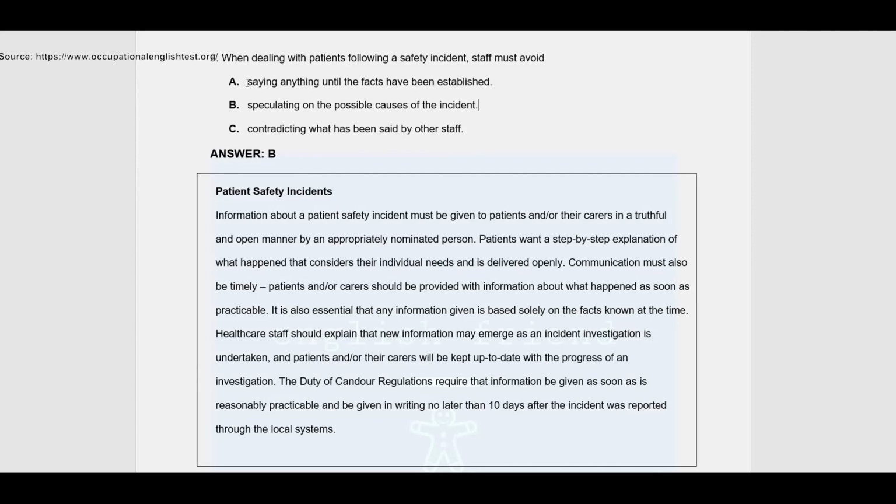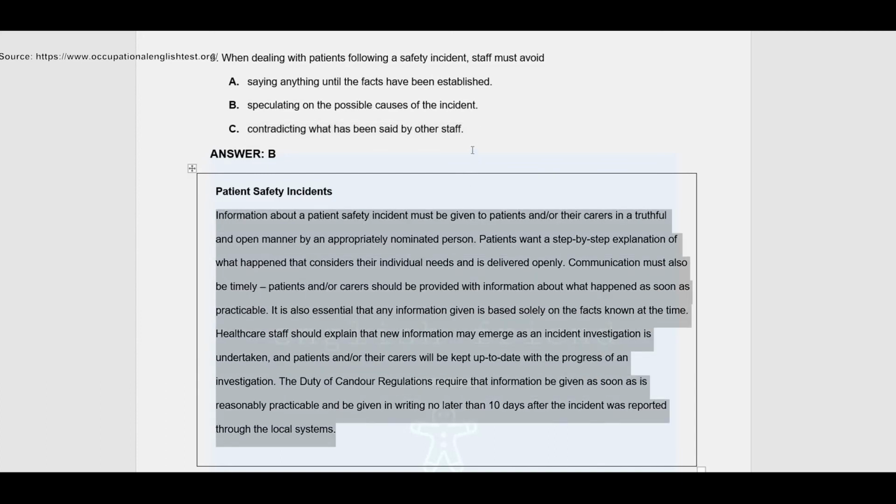Now let's consider option A and C. Option A says staff must avoid saying anything until the facts have been established. But here, the point that we have already read for the right option B, we know that they may give an information which is based on facts which are known at that time. They don't have to be established. So option A cannot be right. Now option C, staff must avoid contradicting what has been said by other staff. There is no such information given anywhere here, so that's clearly a not given.